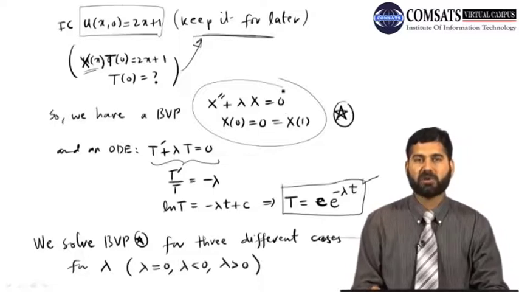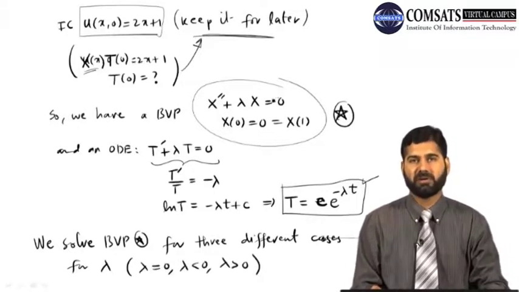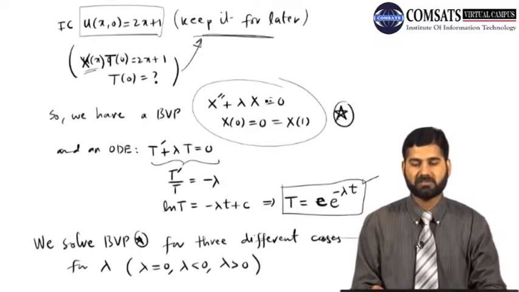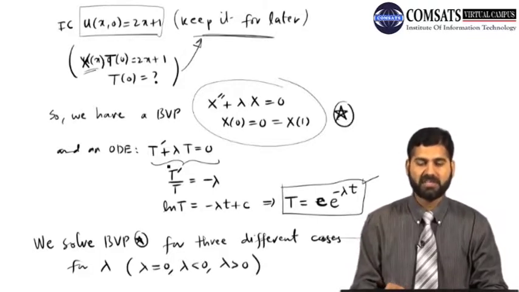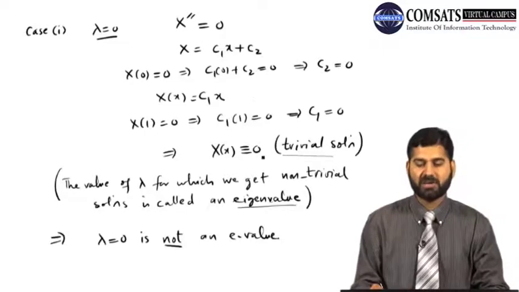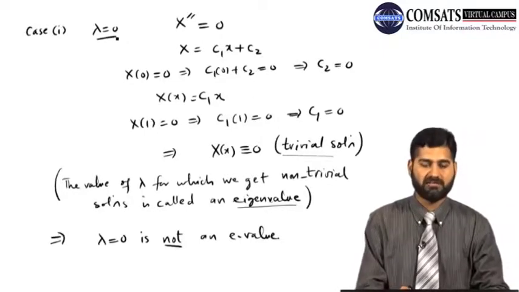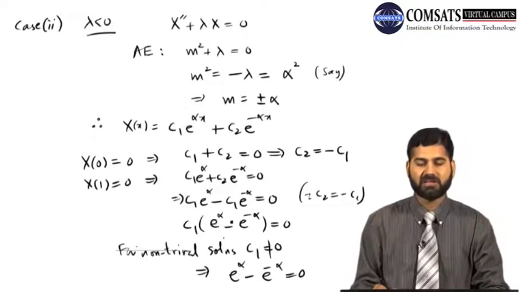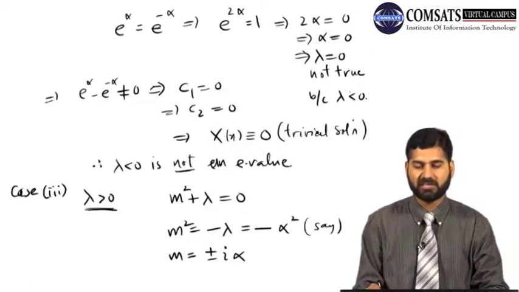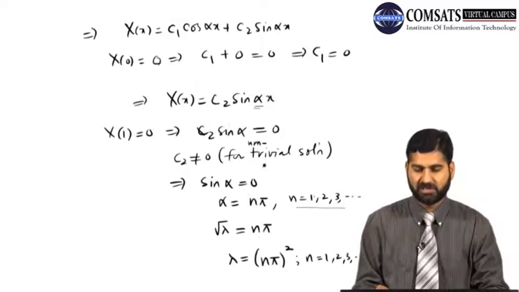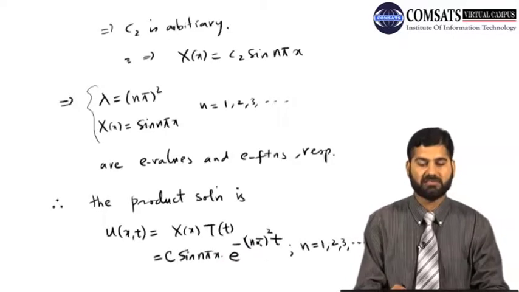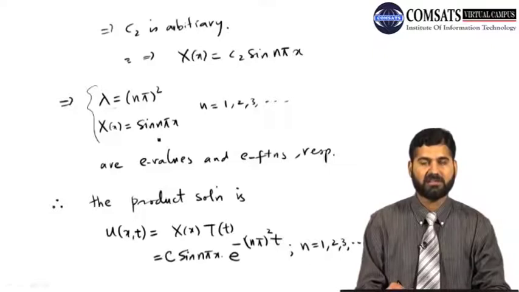So from this boundary value problem, this is sometimes called an eigenvalue problem. So eigenvalue is the value of lambda for which your solution is non-trivial, non-zero. So we considered 3 cases. For lambda 0, I got a trivial solution, so it means lambda 0 is not an eigenvalue. For lambda negative, again we got the trivial solution, so lambda negative is not an eigenvalue either. So lambda positive gives me non-trivial solutions, so it means I got some eigenvalues and eigenfunctions there. So these are eigenvalues, these are eigenfunctions.